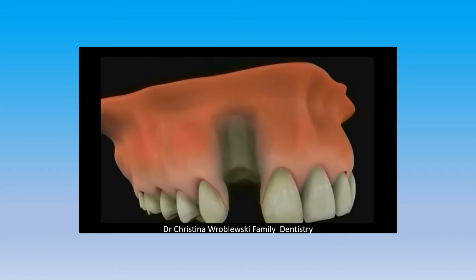An implant, on the other hand, is a more conservative restoration, as it does not involve the surrounding teeth. The implant is placed into the jawbone. A post is attached to the implant, upon which a crown is placed.